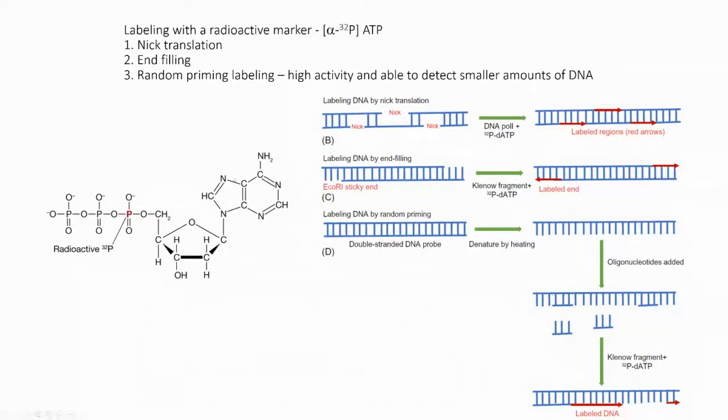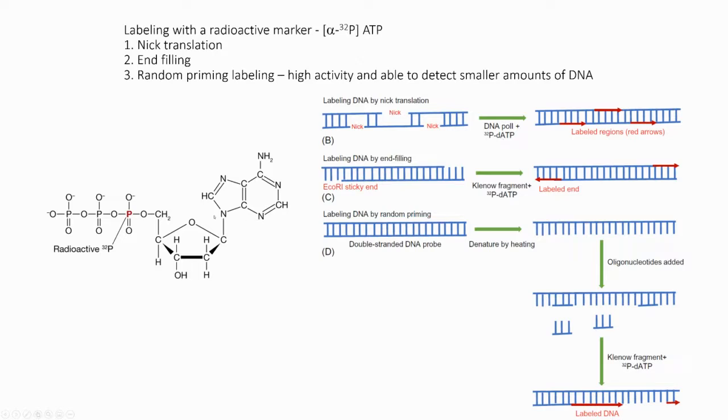And then to label the probe, you can label it with an isotope. There are three different ways you can label the DNA probe. Number one we call nick translation. Normally DNA has a nick, so you have a single-strand DNA region. Then you have DNA polymerase 1 in the presence of P32 dATP.